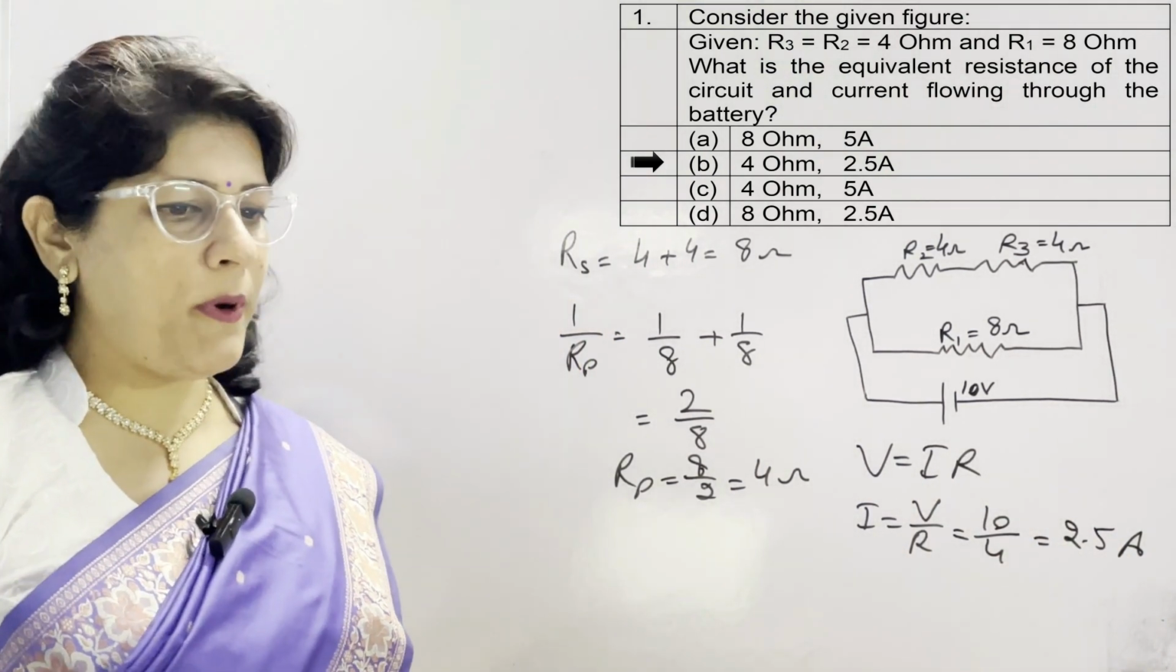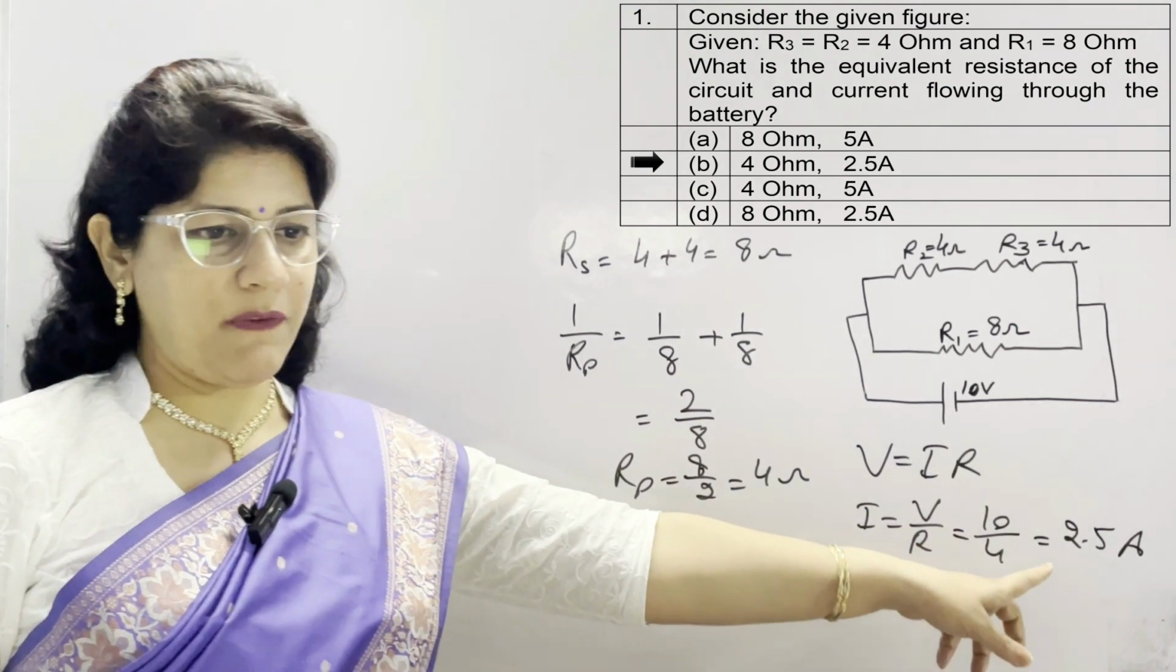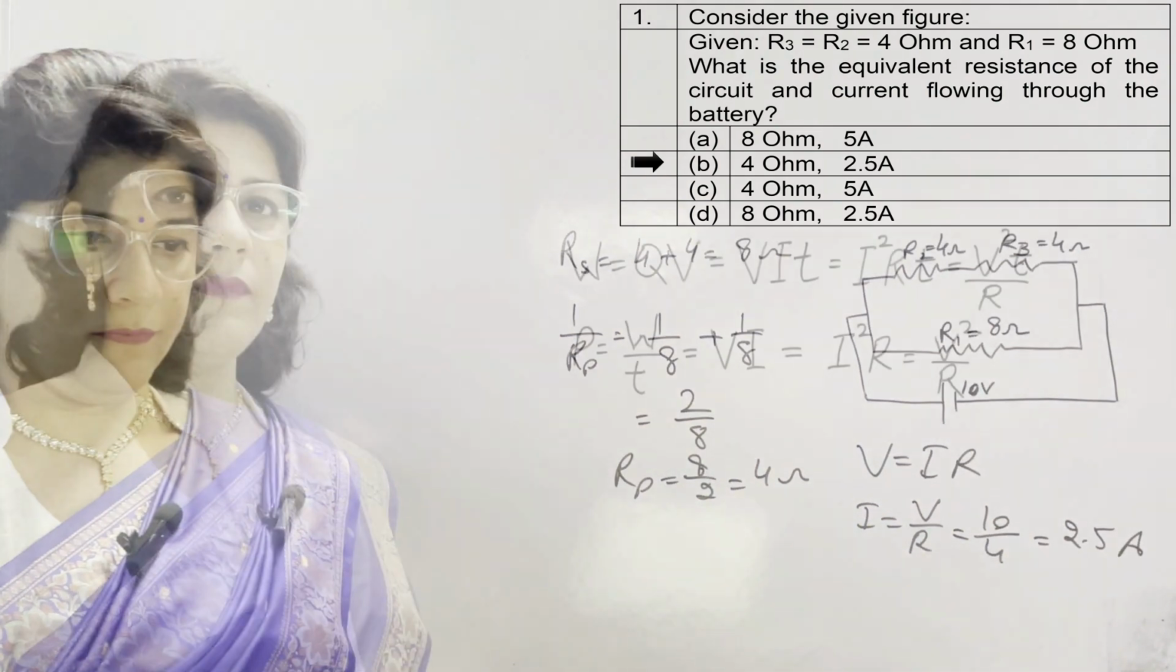Options given are 8 ohm and 5 ampere. B is 4 ohm and then 2.5 ampere, which is our correct option, option B. The other options, C and D, are incorrect.